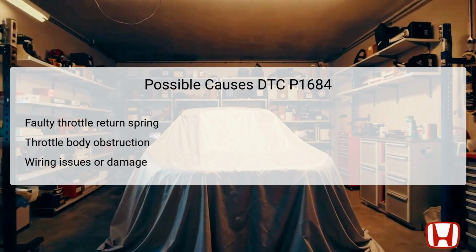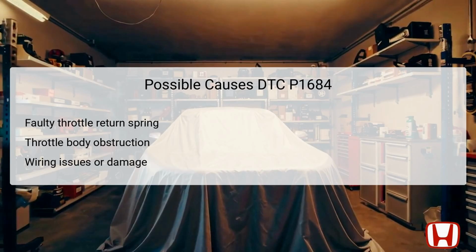Several potential causes could result in the DTC P1684 being triggered. First, the throttle return spring itself may be faulty, either due to wear and tear or damage, preventing it from functioning correctly. Second, any obstruction within the throttle body that restricts the full closing of the valve can lead to this error. Additionally, wiring issues such as frayed wires or poor connections between the throttle body and the powertrain control module, PCM, could contribute to this malfunction.